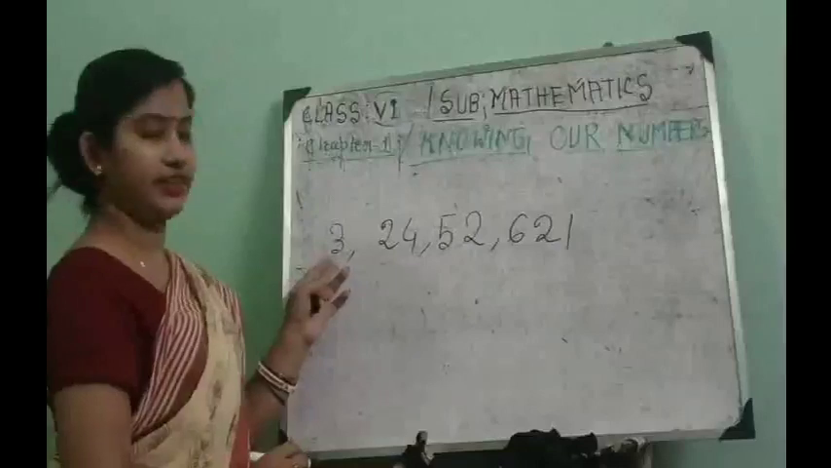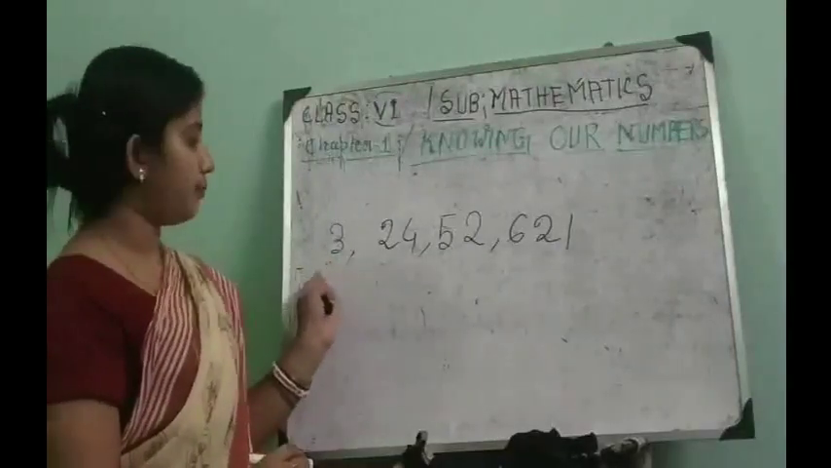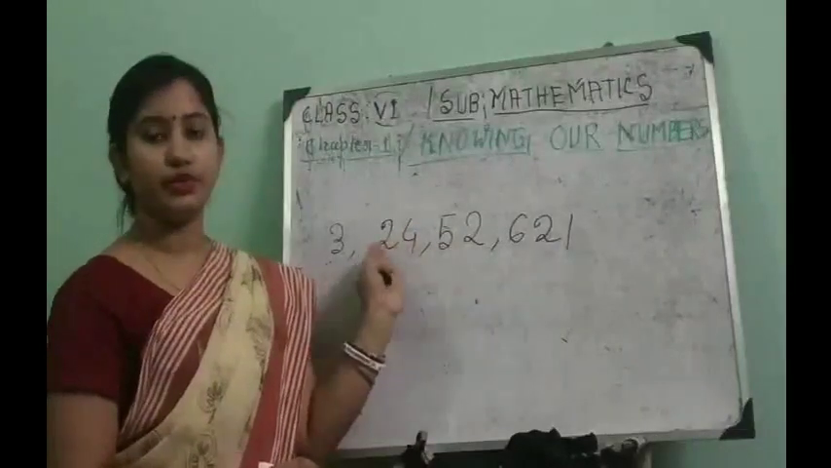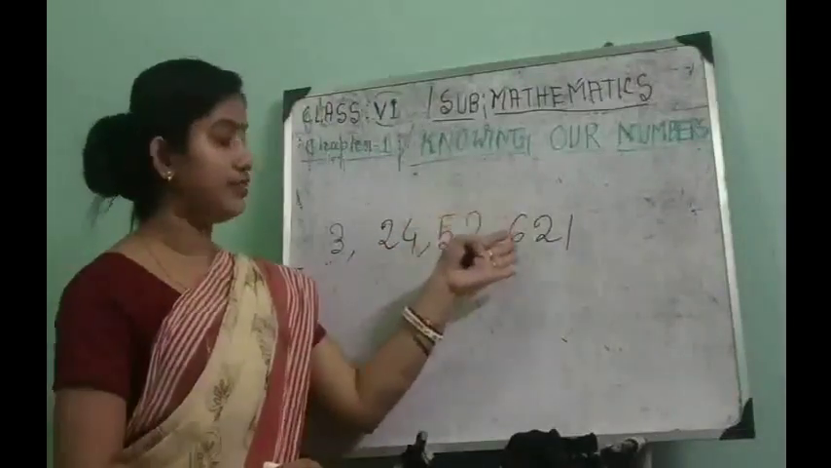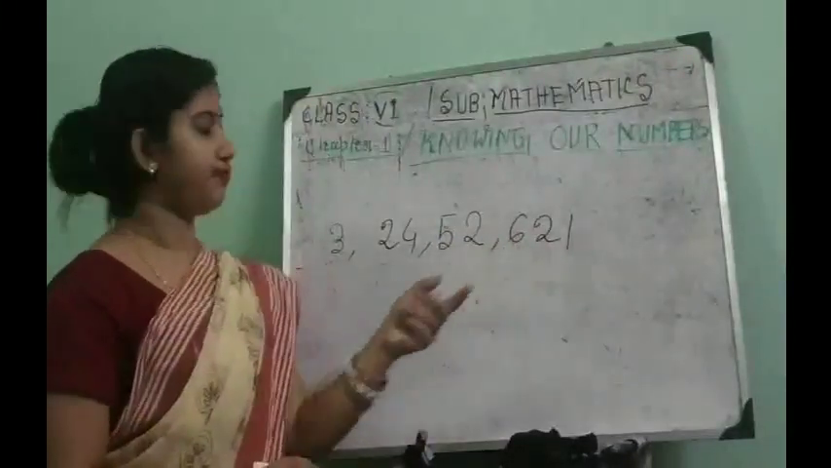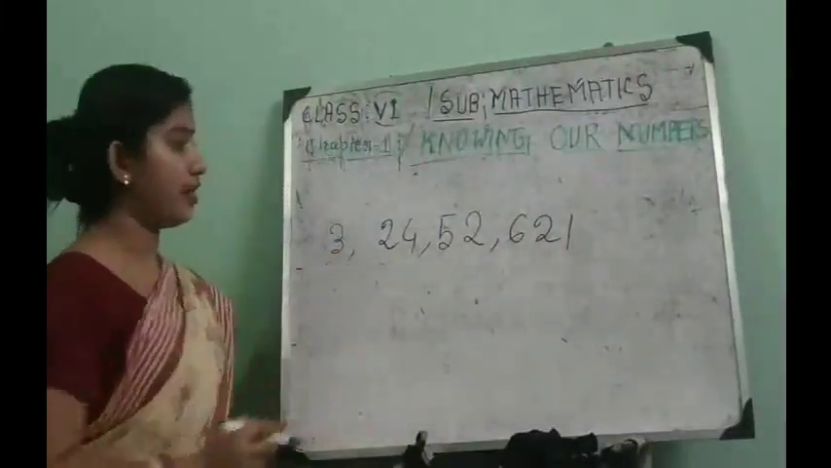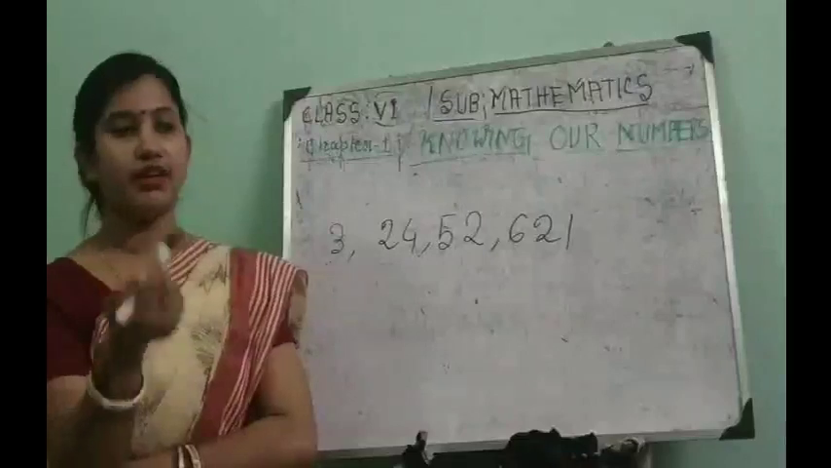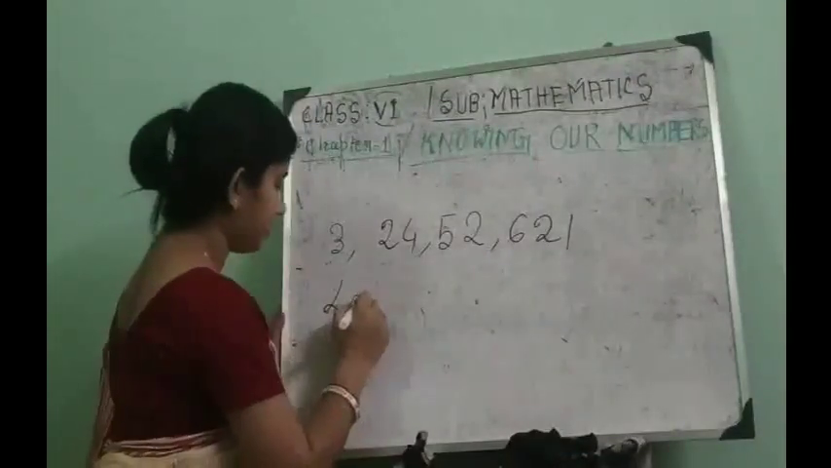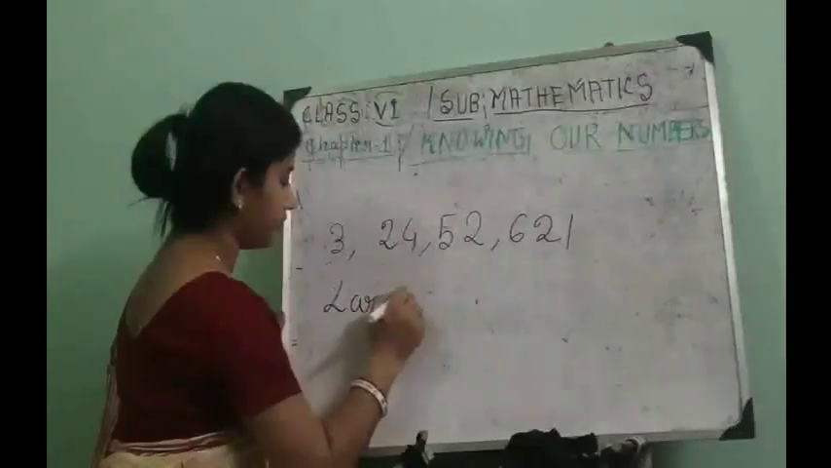This is 3. This is one digit number. 24 and 52. These are 2 digits number. And 621. This is 3 digits number. So among this number, what is largest number and what is smallest number? We find first largest number.